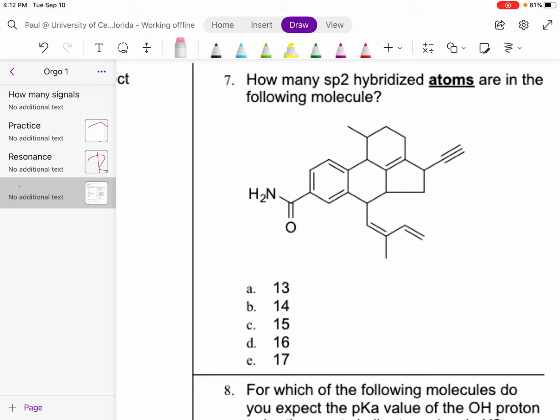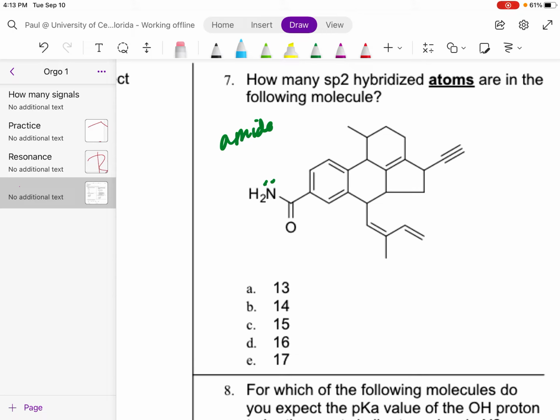If I take a look at this oxygen atom right here, there's a lone pair. So there's 1, 2, 3 electron groups. So that oxygen atom is sp2 hybridized. Now I've warned you guys and taught you guys that amide nitrogens are always sp2 hybridized.